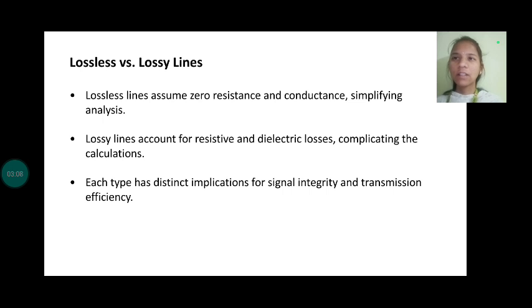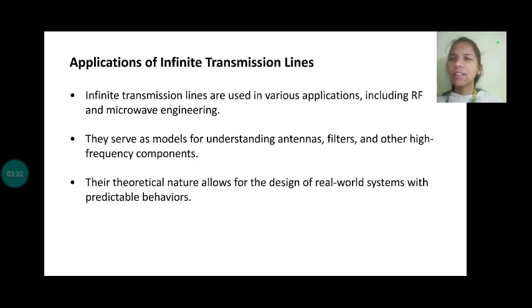This is the lossless versus lossy line. A lossless line can assume zero resistance and conductance for simplifying purposes. Lossy lines account for resistive and dielectric losses, complicating the calculations. Each type has distinct implications for signal integrity and transmission efficiency.